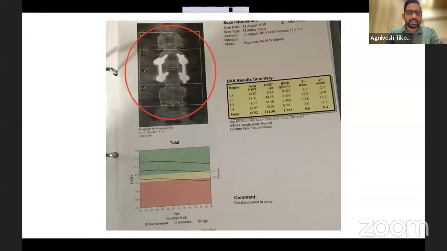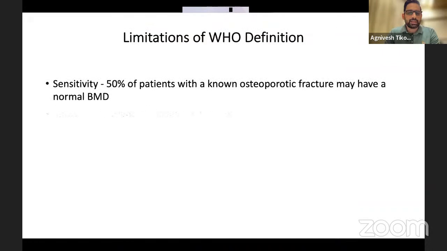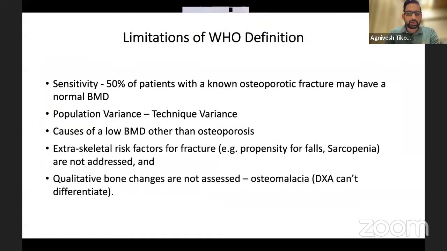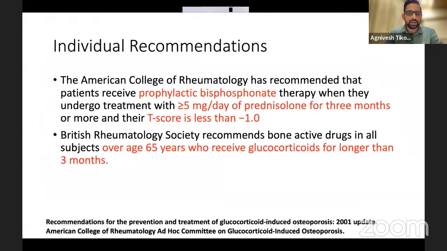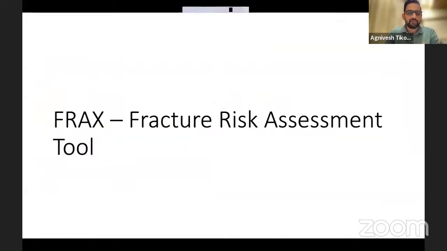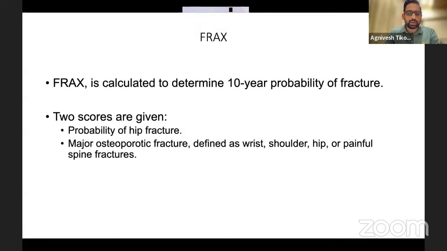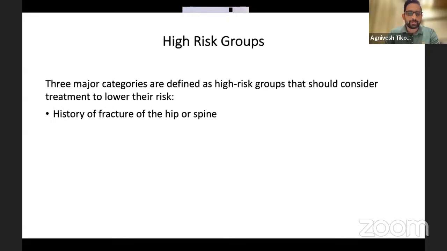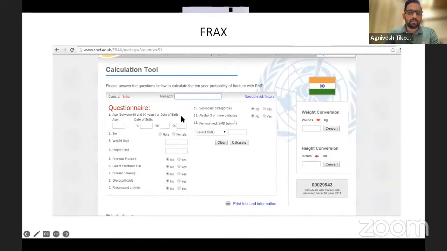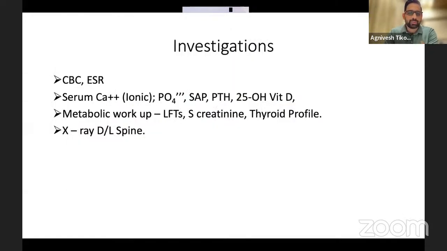Because of these fallacies, there has been a tendency to move towards the clinical indication of bone density or clinical measurement, which comes by the name of FRAX, which is the fracture risk assessment tool. It gives a 10-year probability of hip fracture and major osteoporotic fracture. So you have to fill a form like this, and when you fill this form, it gives you a probability of fracture. If it is more than 3% of hip fracture and more than 20% of major osteoporotic fracture, then you should consider giving the patient anti-osteoporotic therapy.